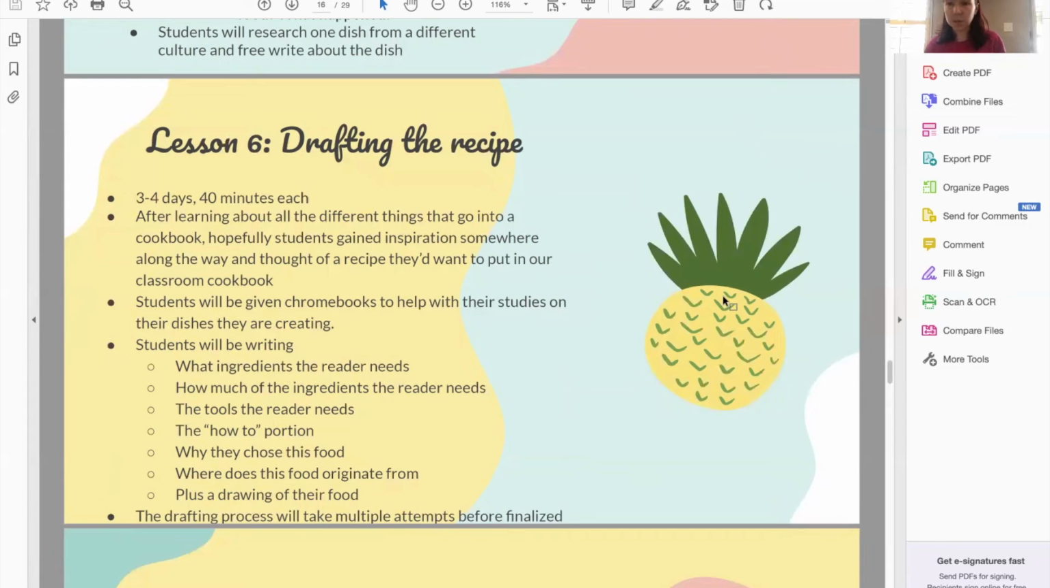They will also be given Chromebooks too, so they have help with spelling, or if they want to look up anything about their recipe. Because I know I probably would have needed help with some stuff with the recipe. The drafting process will take multiple attempts to finalize, because that's how writers do it.